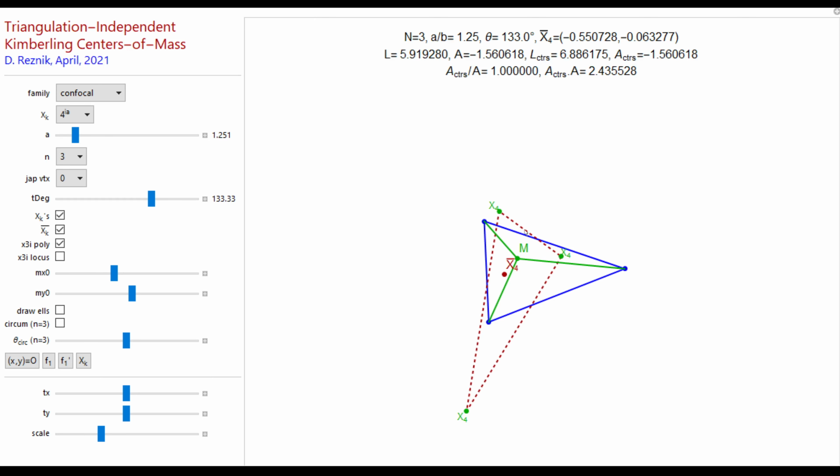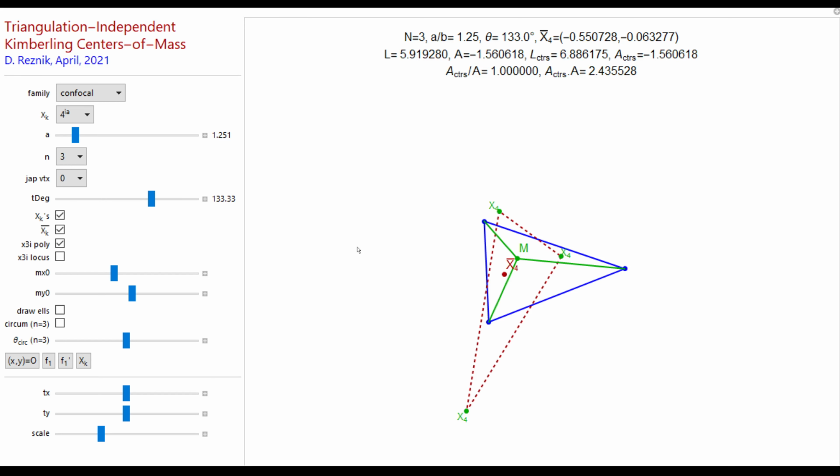So here are the three orthocenters, X4, X4, and X4, corresponding to each one of these subtriangles. Then I can do a weighted average of these orthocenters and report the so-called orthocenter of mass, which in this case is going to coincide with the orthocenter of the original triangle.